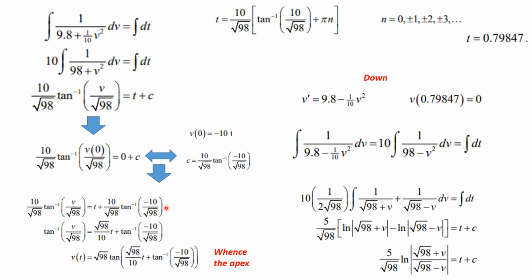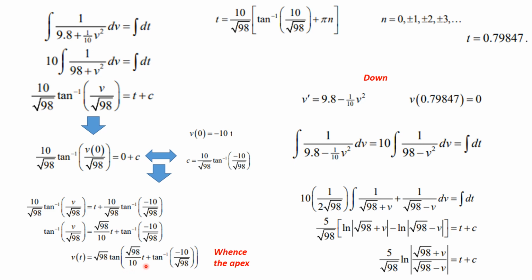And so what I'm going to do is move this constant to the other side, and then I'm going to take the tangent of both sides. And this is what I get for my explicit expression in v. Again, you should verify all of these calculations.